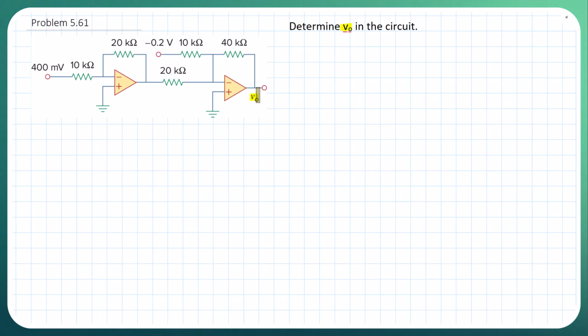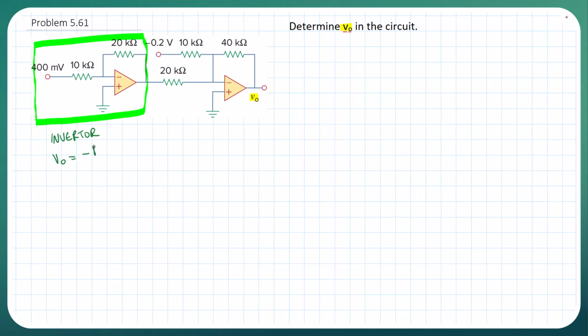In this case, we have one circuit right here. That's our first stage, and we'll notice that this first op amp is an inverter, which is good because we know the equation for the inverter is V output equals minus RF over R1 times V input. Okay, and that's all given, and we'll get back to that in a second.